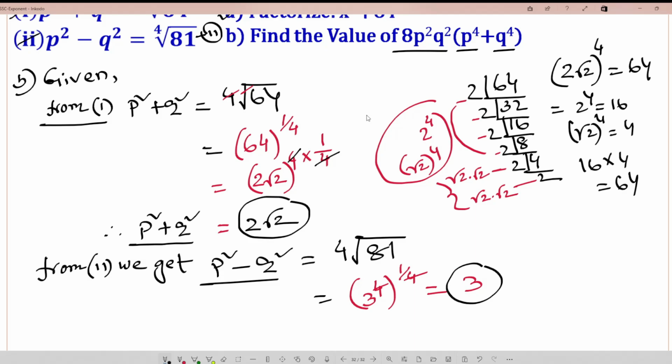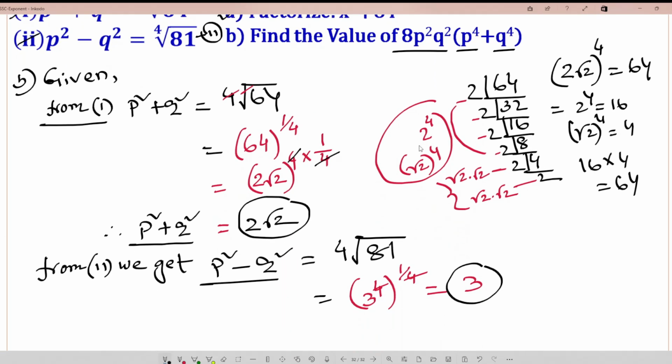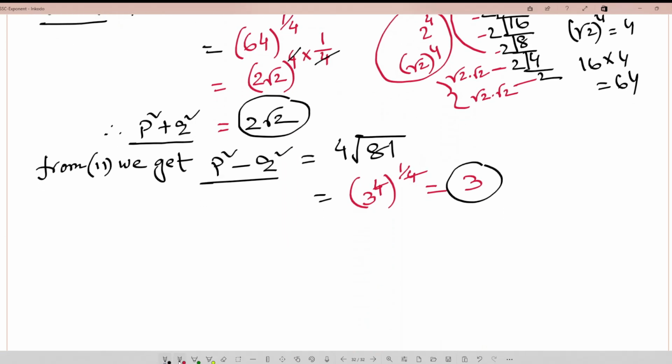Now look, we have to find out the value of 8p square q square times p to the power 4 plus q to the power 4. So 8p square q square times p to the power 4 plus q to the power 4, right? Now what can we do?